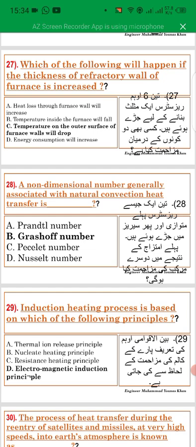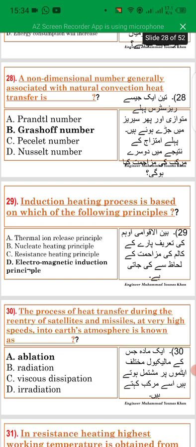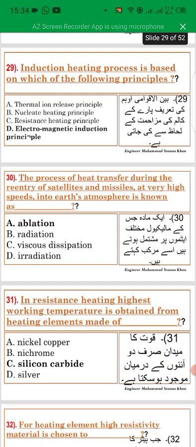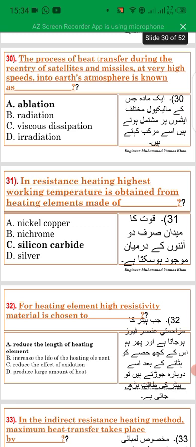Which of the following will happen if the thickness of refractory wall of furnace is increased? Temperature on the outer surface of furnace walls will drop. A non-dimensional number generally associated with natural convection heat transfer is Grashof number. Induction heating process is based on which of the following principles? Electromagnetic induction principle.